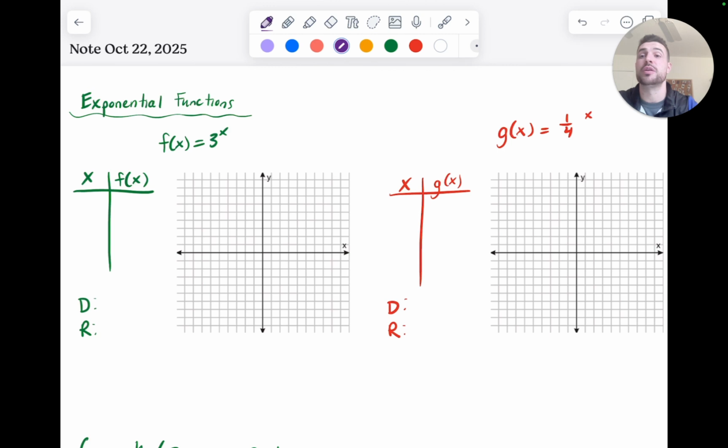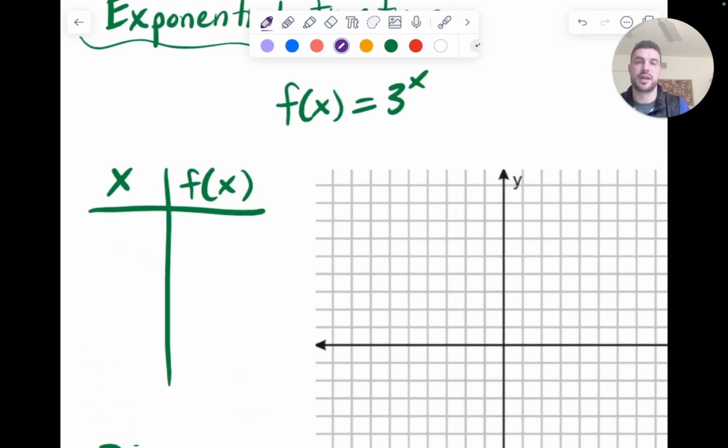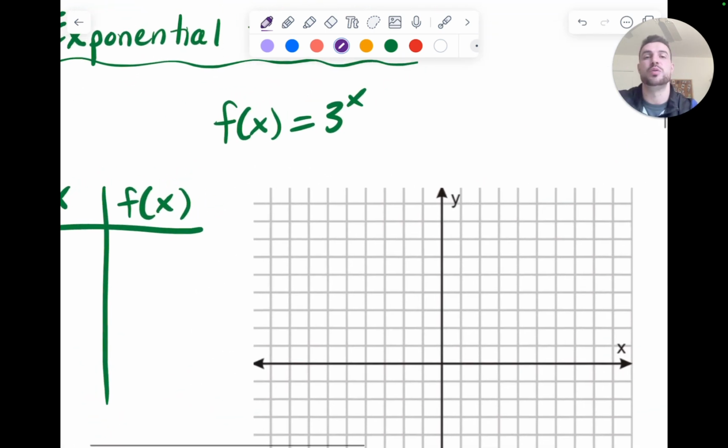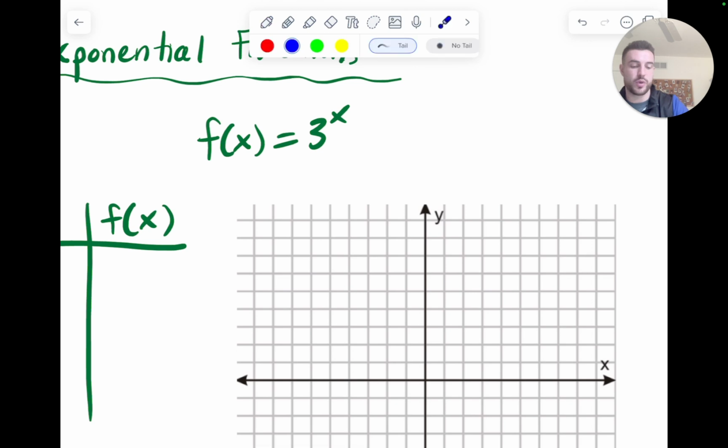Today we're going to talk about exponential functions. So we've got two examples here, one on the left and one on the right. We're going to start off on the left-hand side with f of x is equal to 3 to the x power. Now, we know that this is an exponential function because our variable x is in the exponent. That's what makes it exponential.